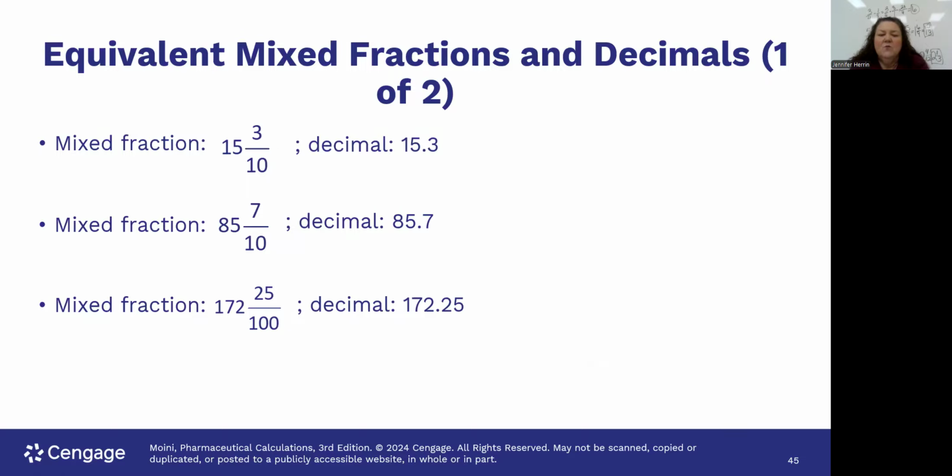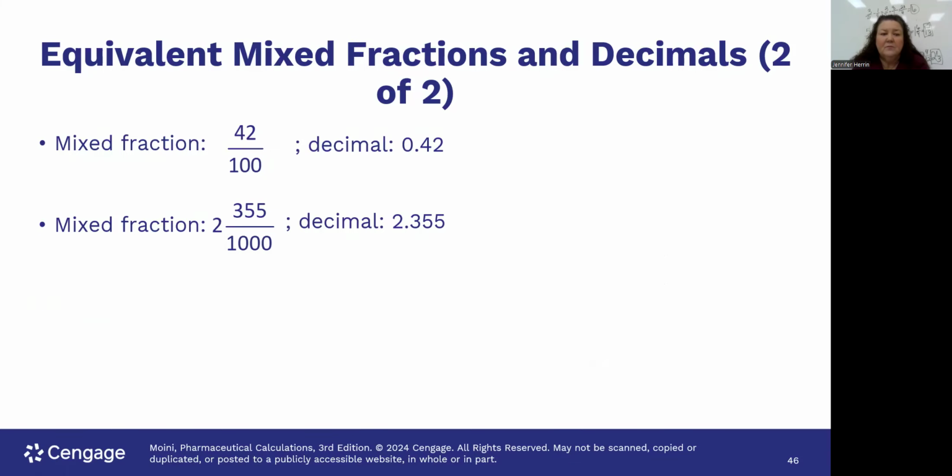Whereas when they give us the mixed fraction of 172 and 25 over 100, that is expressed as a decimal as 172.25. Notice that 5 lands in the hundredths place. So even though it is expressed as a decimal on the right, it is the same as what is expressed as a fraction on the left.